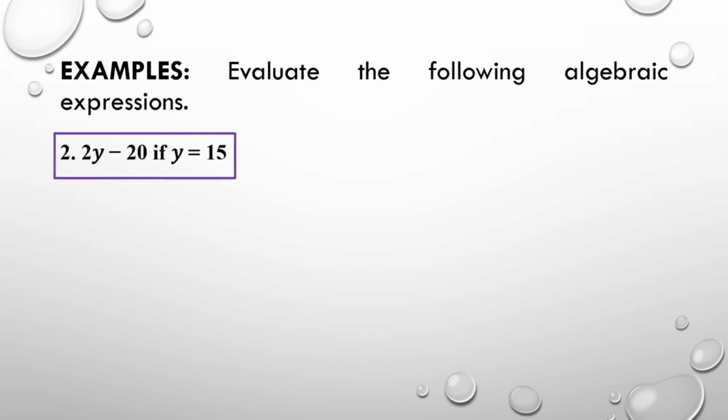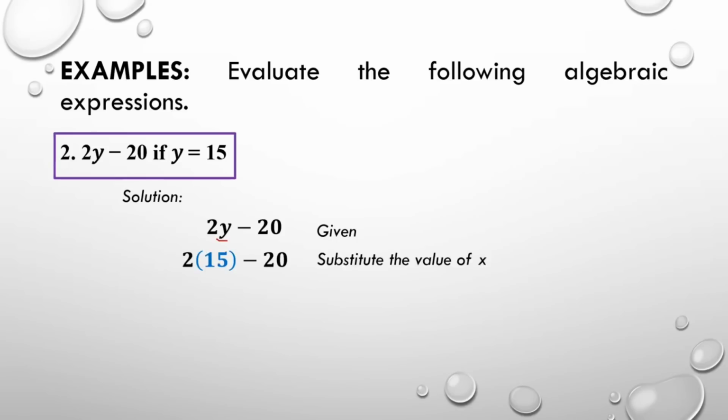For example number 2, we are given the expression 2y minus 20. What is its value if y is equal to 15? Again, we write the given 2y minus 20, and then we substitute the value of y, which is 15. So we have 2 times 15 minus 20. Then we multiply first 2 and 15. 2 times 15 is equal to 30 minus 20. Using the PEMDAS rule, we subtract and we will obtain 10. That is our final answer.